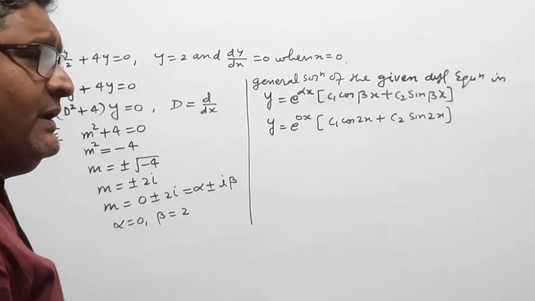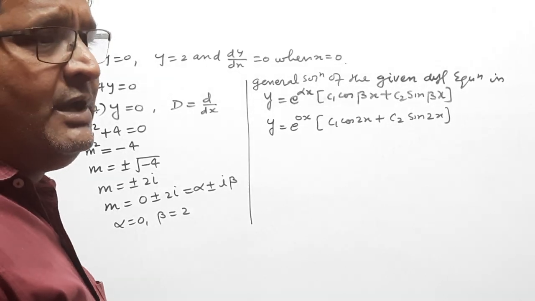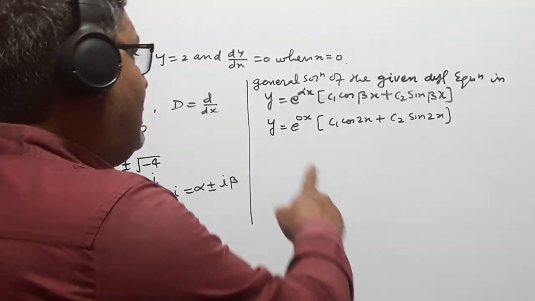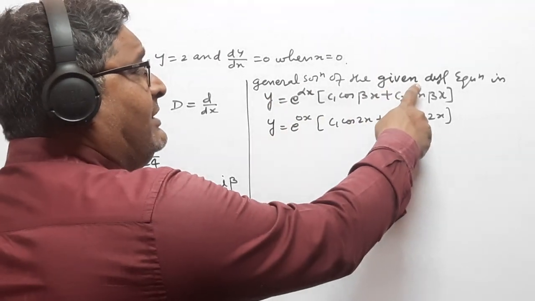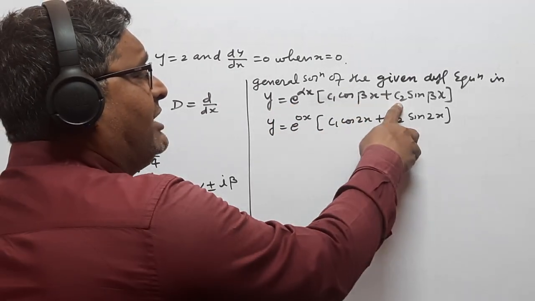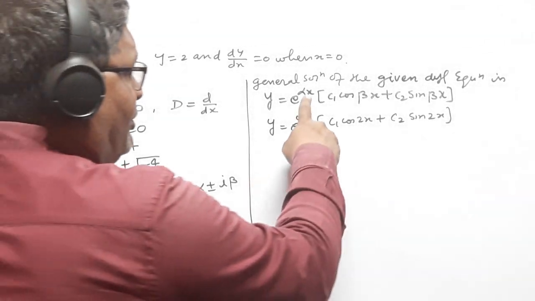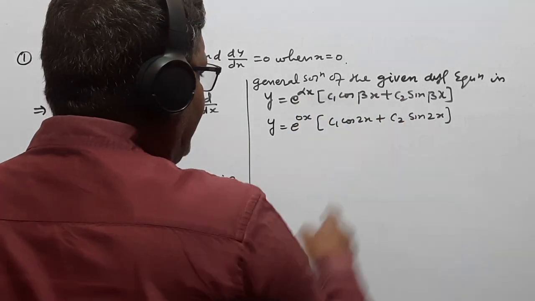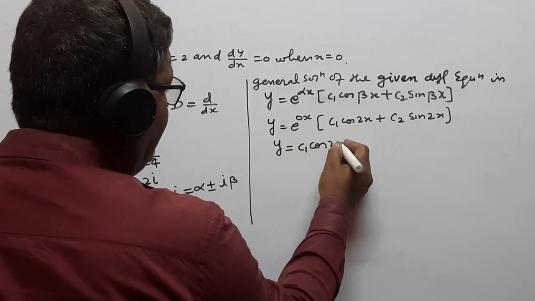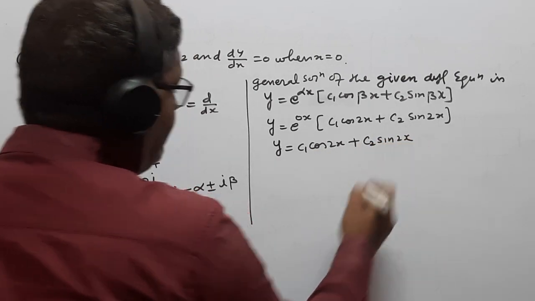You know that if the roots of the auxiliary equation are imaginary, alpha plus i beta and alpha minus i beta, then the general solution of the differential equation can be written as y is equal to e to the power alpha x [c1 cos beta x plus c2 sin beta x]. Here alpha is 0 and beta is 2. Putting alpha equal to 0 and beta equal to 2, e to the power 0 is 1. So the general solution is y is equal to c1 cos 2x plus c2 sin 2x.